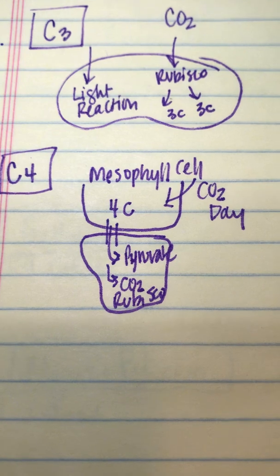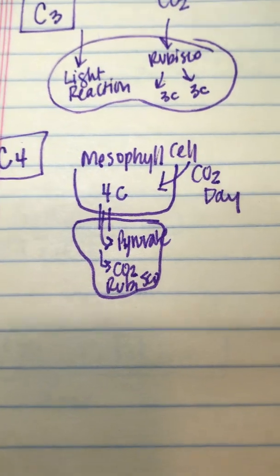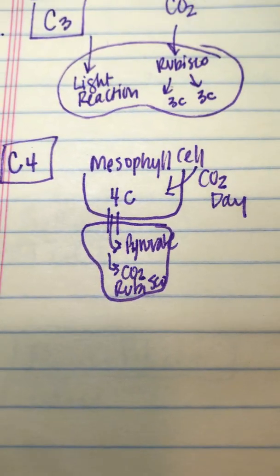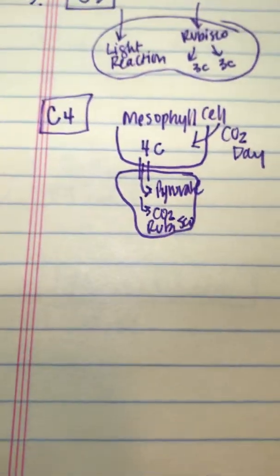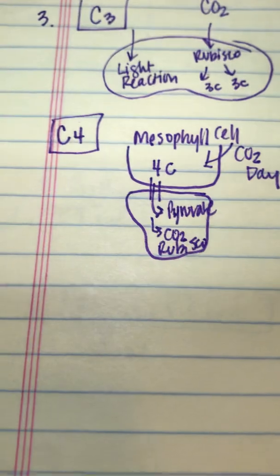And so it's kind of an extra step for these C4 plants, but still making it possible for them to use carbon dioxide, make glucose, and really do the process of photosynthesis. And then the third type of plant are CAM plants, and these are going to be like our cactus that needs something kind of drastic to help them.